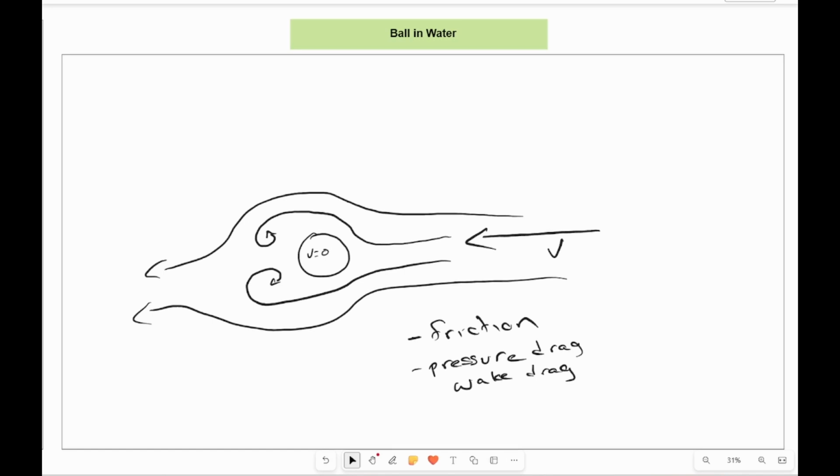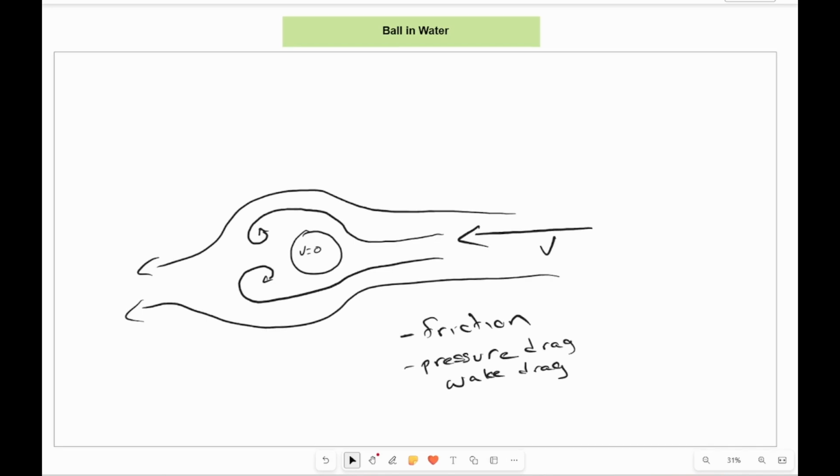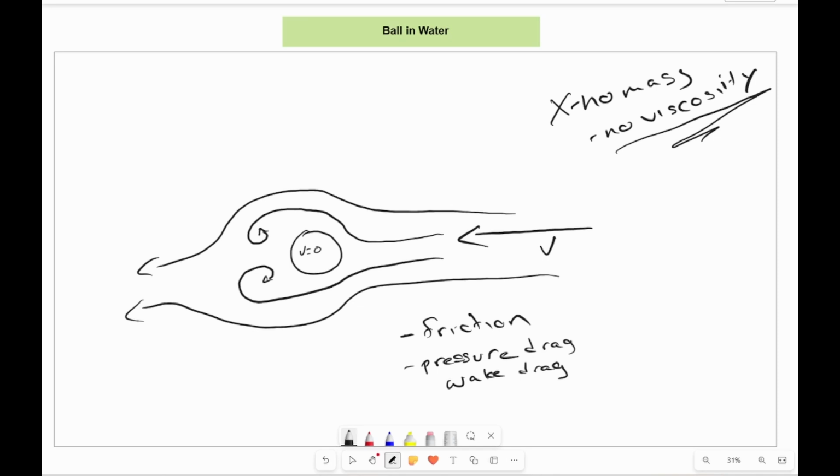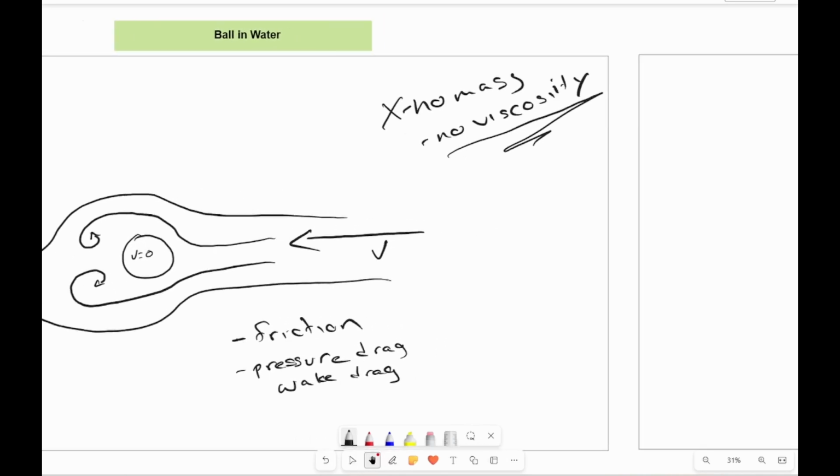Now, our goal is to create something new that can get around this friction or pressure. So now, initially, a lot of people would say, no mass, no viscosity. However, we can't take the mass out, but maybe we can play with the viscosity here. So let's look at what viscosity does.